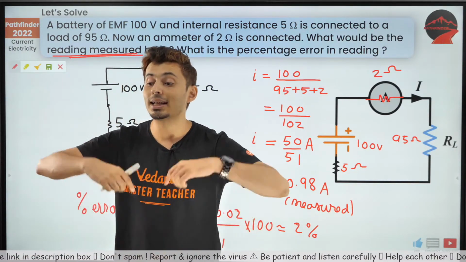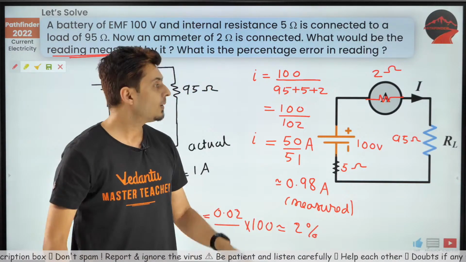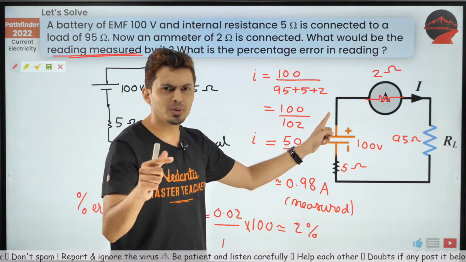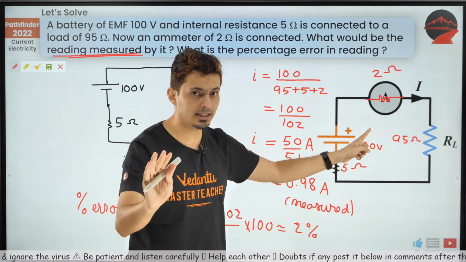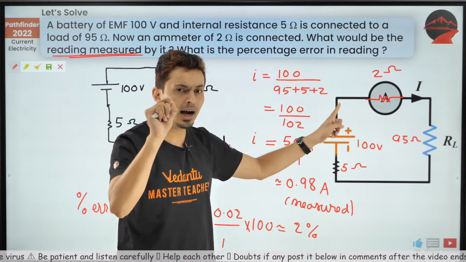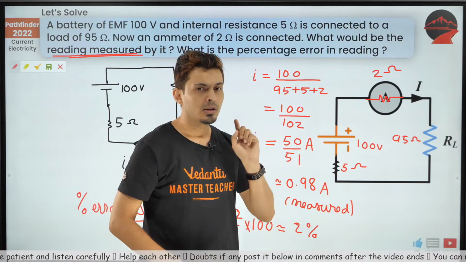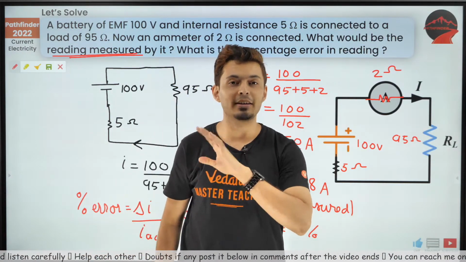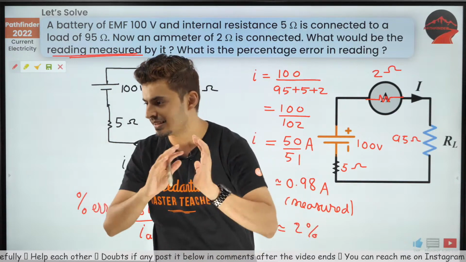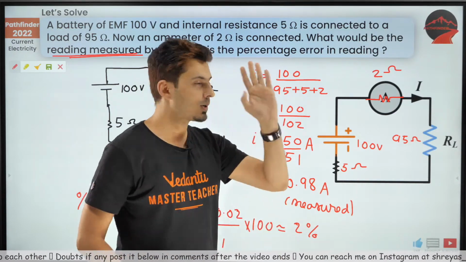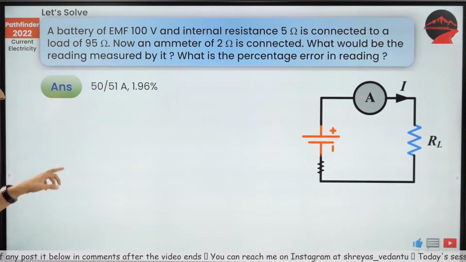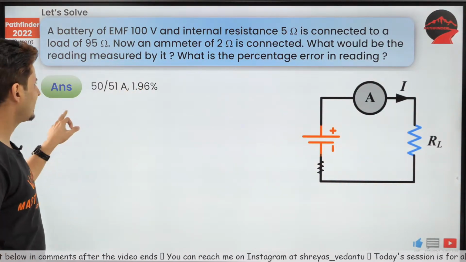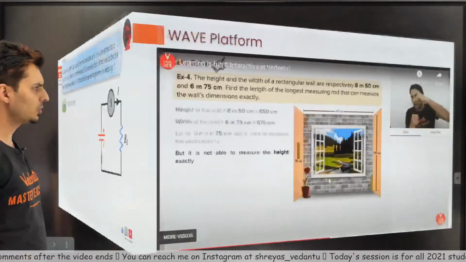They should have very less resistance so that the equivalent resistance of that circuit doesn't change much and the current is hardly hampered. The best ammeter in this world will have zero resistance. That would be an ideal ammeter. Keep that in mind. Okay, so that's the answer. These are not the exact numbers, but yeah, we got almost close to that.